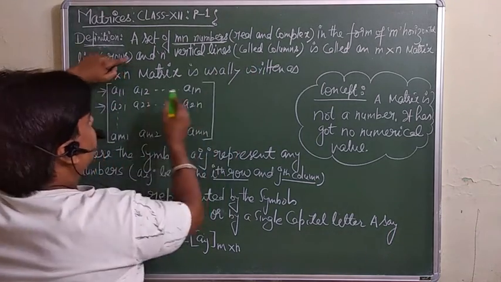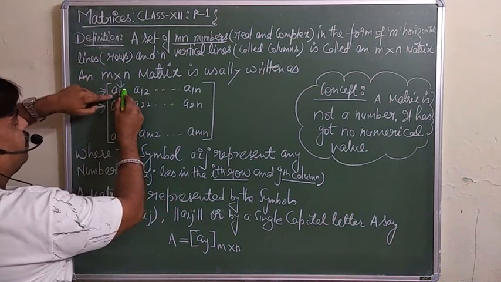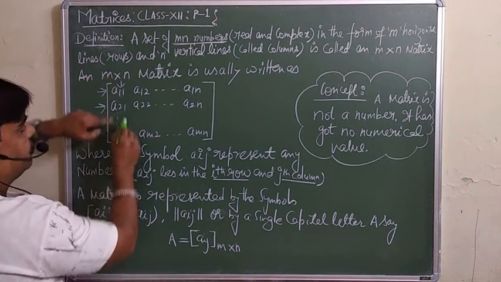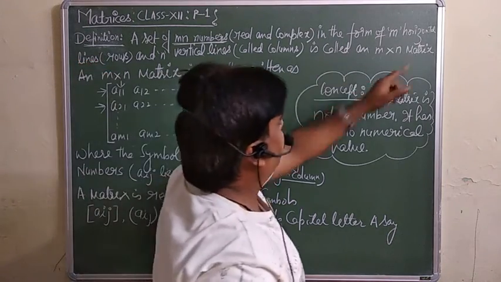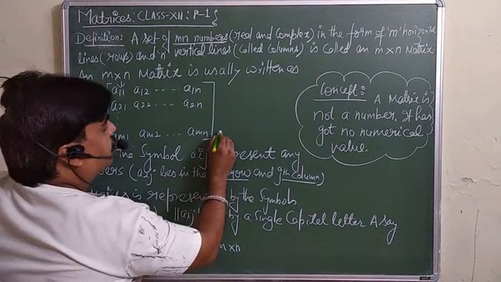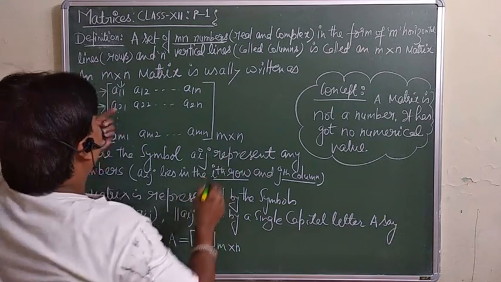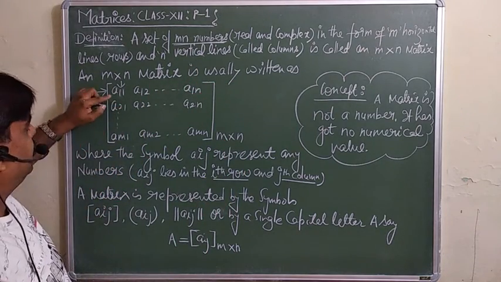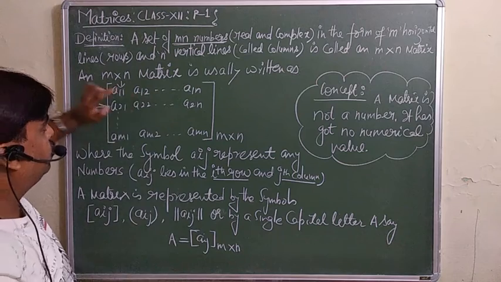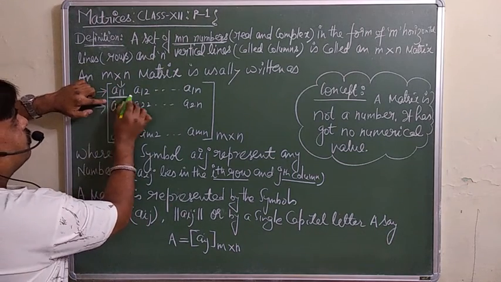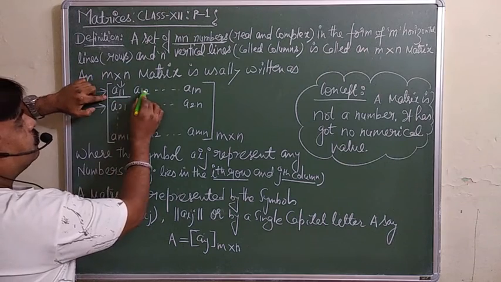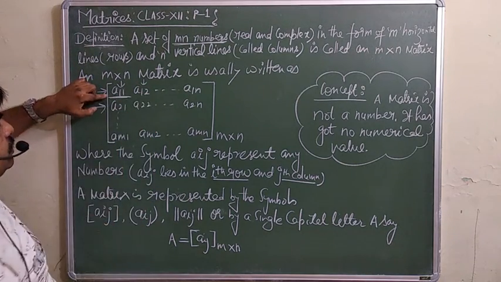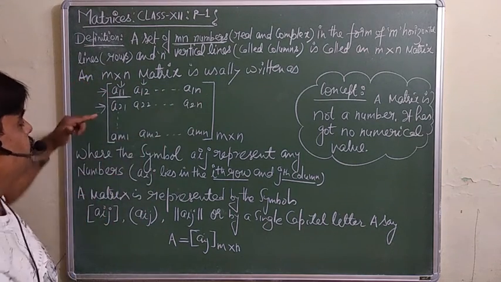And the vertical lines, these are the vertical lines A11, A21, Am1. This vertical line is known as a column. This is called an m by n matrix, and generally it is written like A11, A12. So if you are talking about A11, it means the first row, first column element; A12 is the first row, second column element. Likewise, the other elements are there.